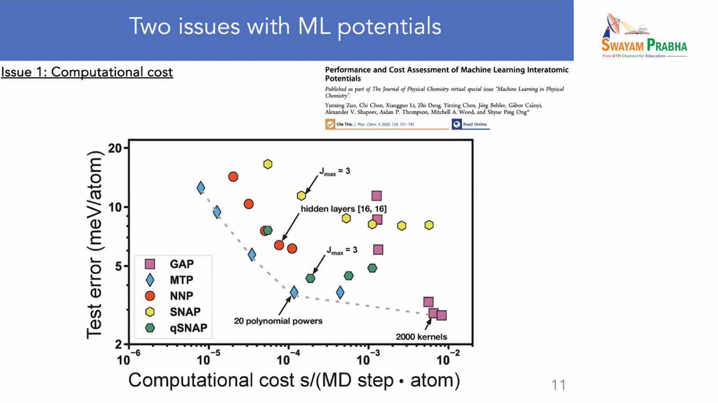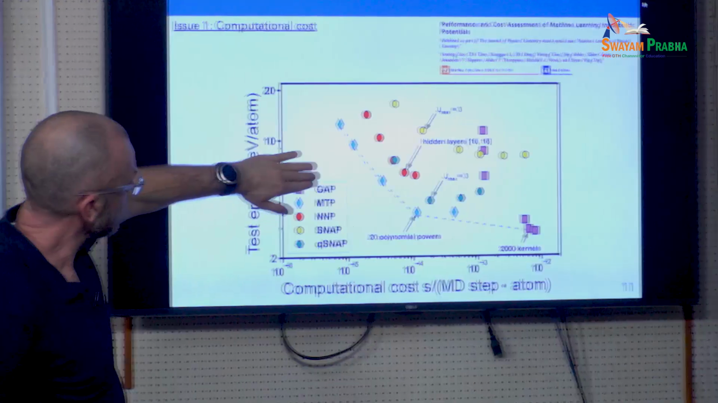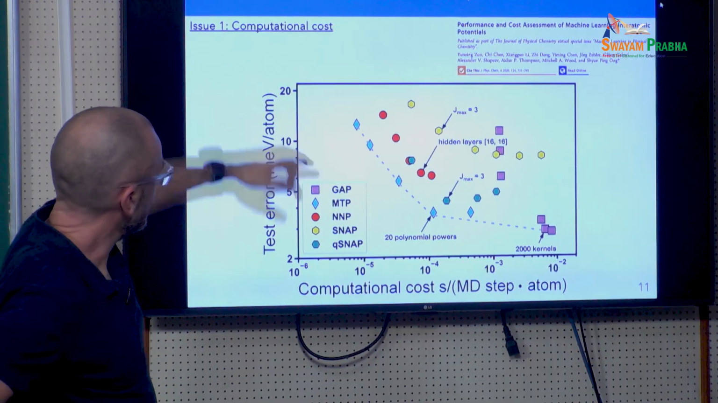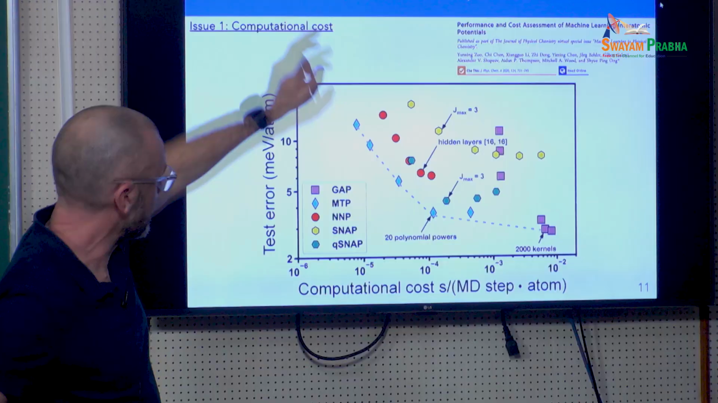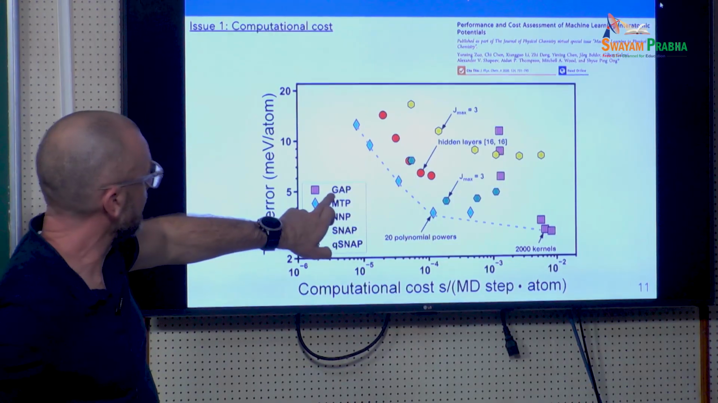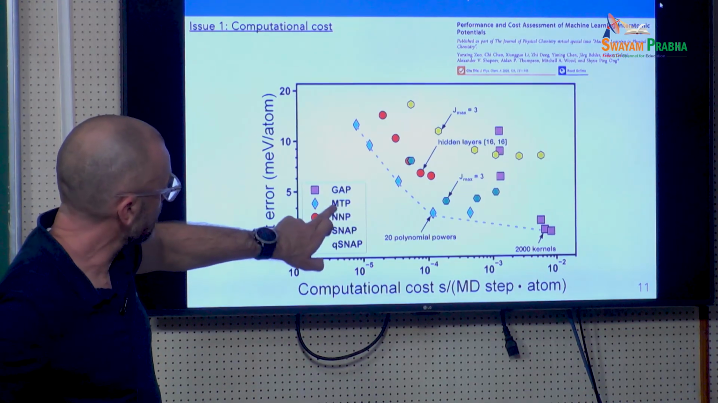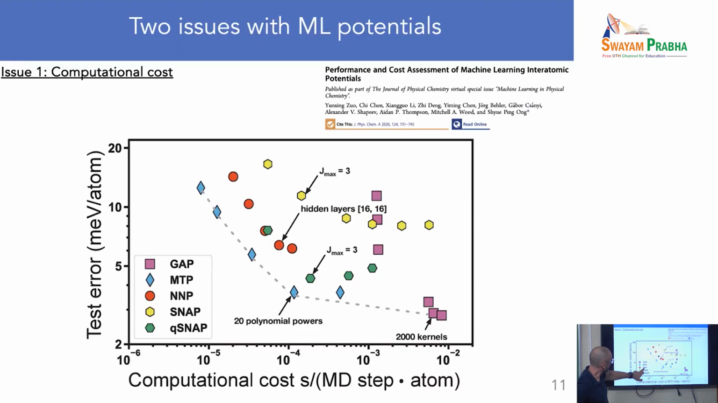The first one is the computational cost. It's a very interesting paper here where they have compared many different types of machine learning potentials. I don't want to necessarily get into the details. These are called the GAP potentials, historically some of the first potentials, the Gaussian approximation potentials. These are more recent potentials, moment tensor potentials. These are neural network potentials, and then the SNAP potential that is just a variation. And here you have basically the accuracy of the potential as a function of its computational cost.